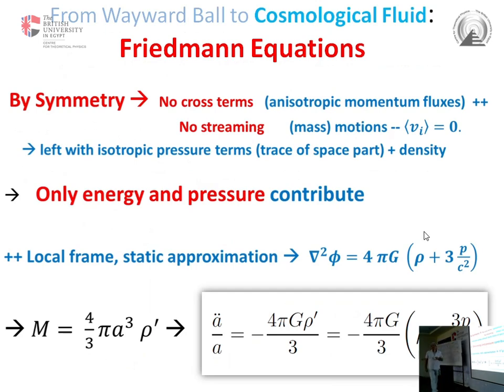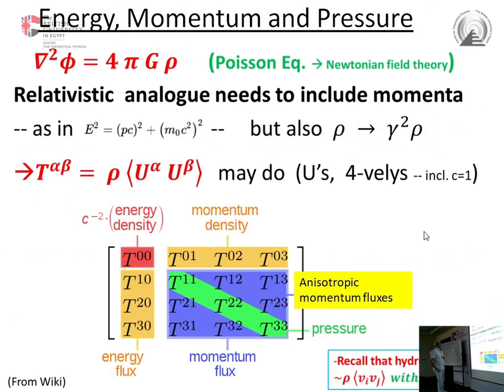But it becomes very simple in cosmology. Why? Because things are homogeneous and isotropic. Okay? So therefore, if you're homogeneous and isotropic, there will be no streaming terms.